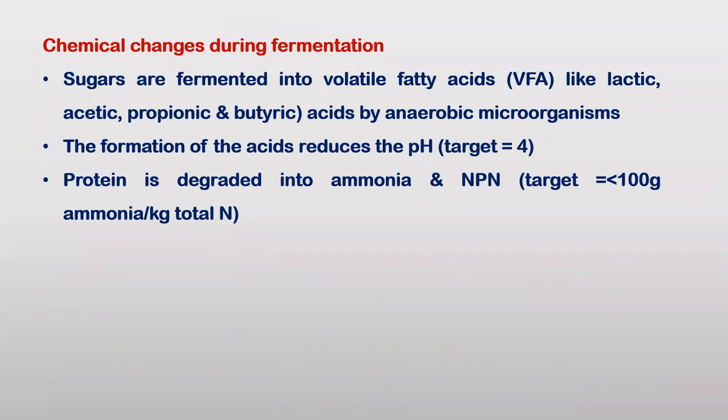So what chemical changes occur during the fermentation process? Sugars are fermented into volatile fatty acids, lactic acid, acetic acid, propionic acid and butyric acid, under anaerobic conditions by anaerobic microorganisms, with the formation of acid residue, and the target pH should be 4. The protein is degraded into ammonia and NPN. These are the chemical changes which occur during the fermentation process.